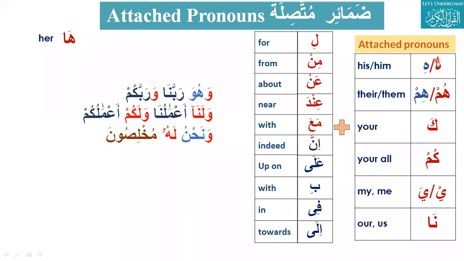Can you please take a'mal and start from a'maluhu? أعماله, أعمالهم, أعمالك, أعمالكم, أعمالي, أعمالنا. With translation: أعماله, his deeds. أعمالهم, their deeds, this is plural. أعمالك, your deeds. أعمالكم, deeds of you all. أعمالي, my deeds. أعمالنا, our deeds.